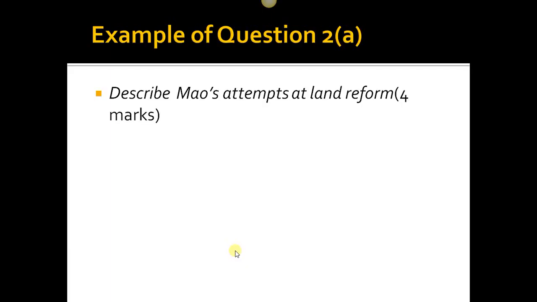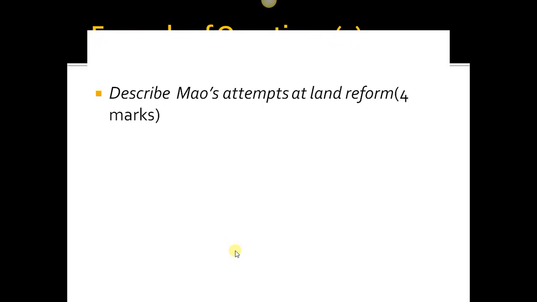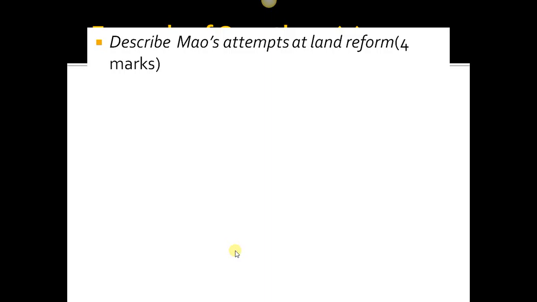Sorry about that. So moving on. The example that I've got from the specimen paper is: describe Mao's attempts at land reform, and this is worth 4 marks. Again, there is no source, so can you describe what Mao attempted to do in his land reforms? Well, let's have a look at the answer that I wrote.